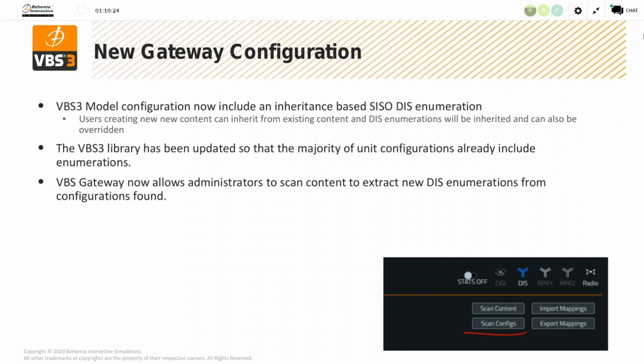The VBS3 library and VBS4 library have been updated so that the majority of entities within it have these embedded configurations. What this means is now that we have a way of adding enumerations to the configs, there is now a tool within Gateway to scan those configs. So if you do add a load of new content with new enumerations, you can just click scan, and the mappings will be updated within Gateway.